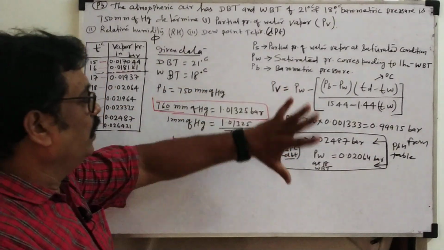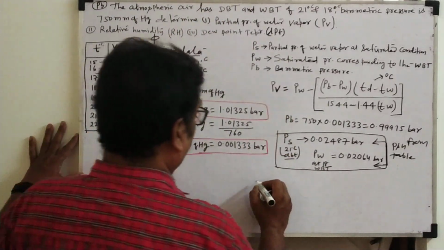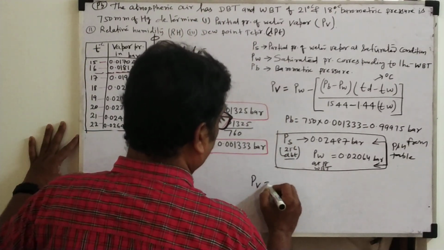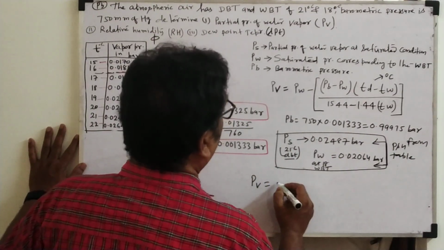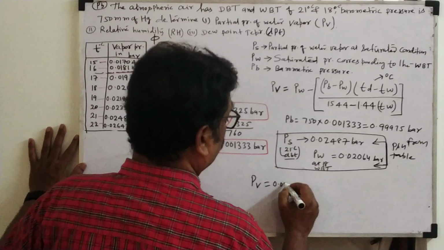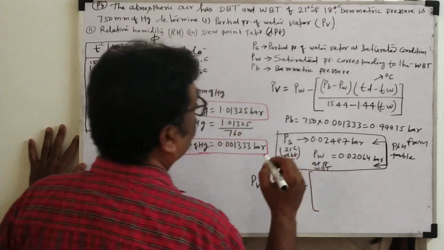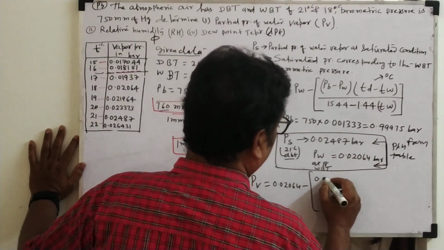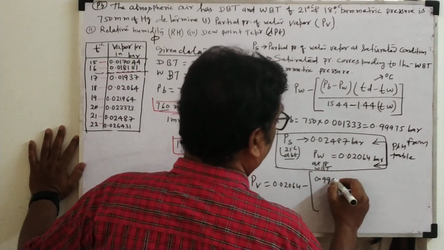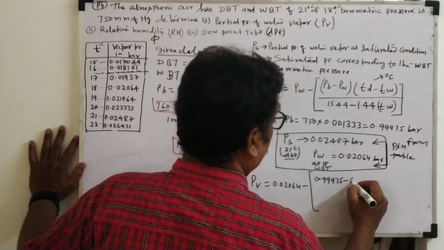So now all the values I know. Whatever is unknown, we can calculate. So we calculate PV now. PV is equal to PW, the PW corresponding to the wet bulb temperature. You write here: 0.02064 minus, take the bracket, PB value 0.99975 minus PW.